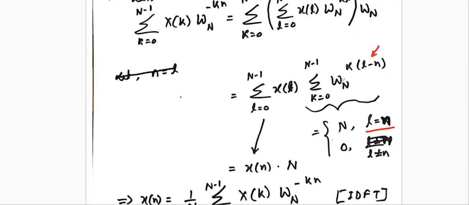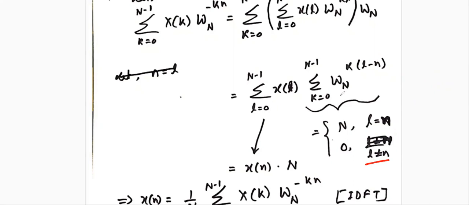And how many ones do we have? We have N number of ones. So if you add 1 plus 1 plus, how many? N number of those, so the summation is equal to capital N. So we got the summation equal to capital N. Okay. On the other hand, if L is not equal to n, in that case, we get the value equal to 0.